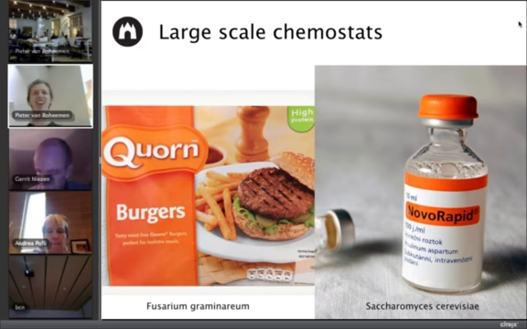That's a fungus that grows in a structure that feels like meat in your mouth. They grow it in continuous processes. They just have a reactor that produces this all the time. And on the other hand, on the right-hand side is human insulin that's produced with bacteria.